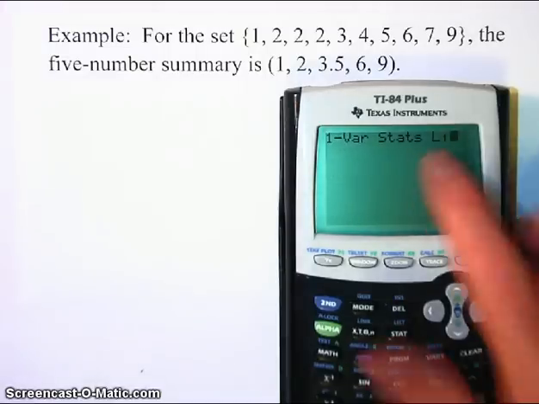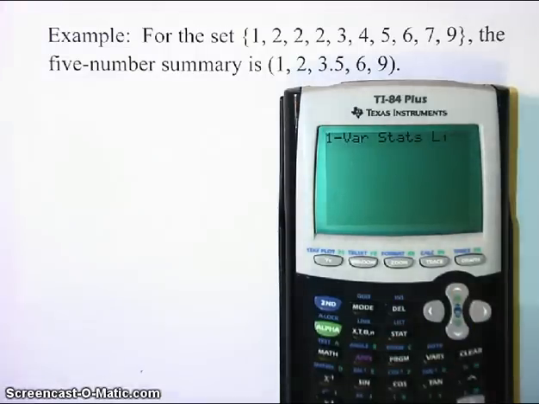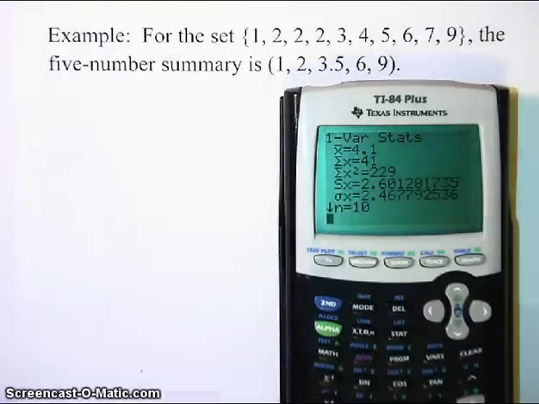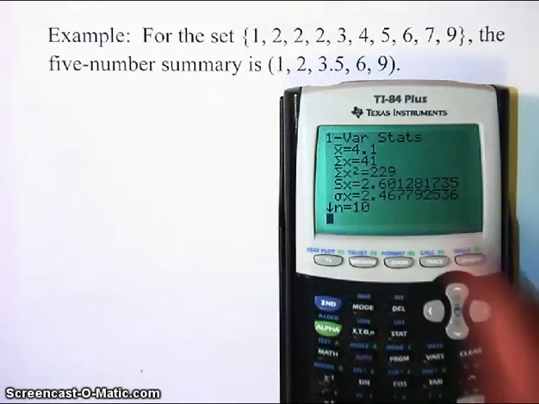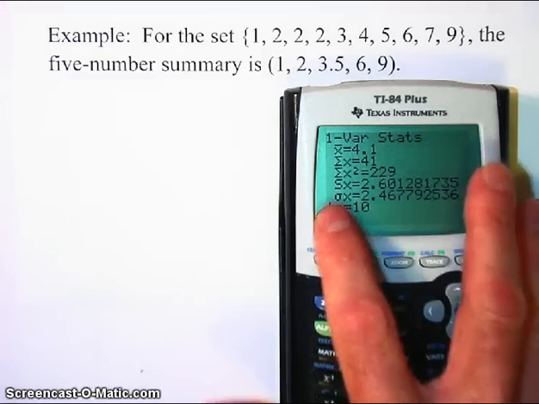But if it's somewhere else, you would want to tell the calculator where those are. So I'm just going to put that in so that you can see that that's how you tell the calculator where the location is for your data. And you press Enter, and then the calculator calculates the mean. Here's X bar, 4.1, as we saw before. And then the 5-number summary is down below.